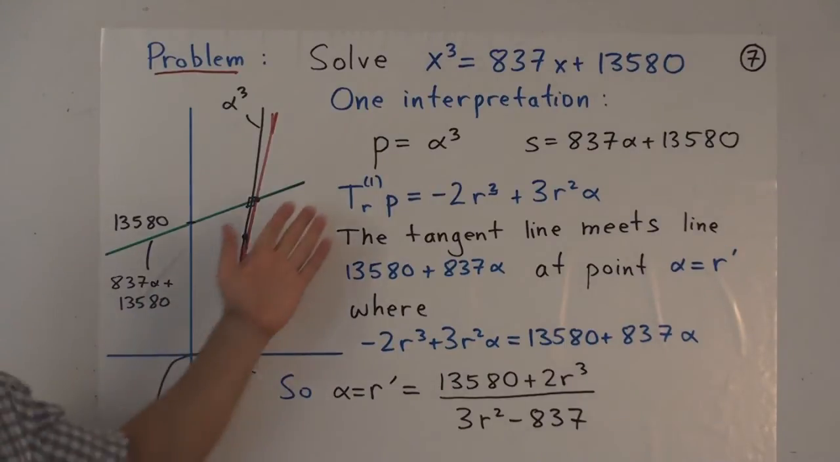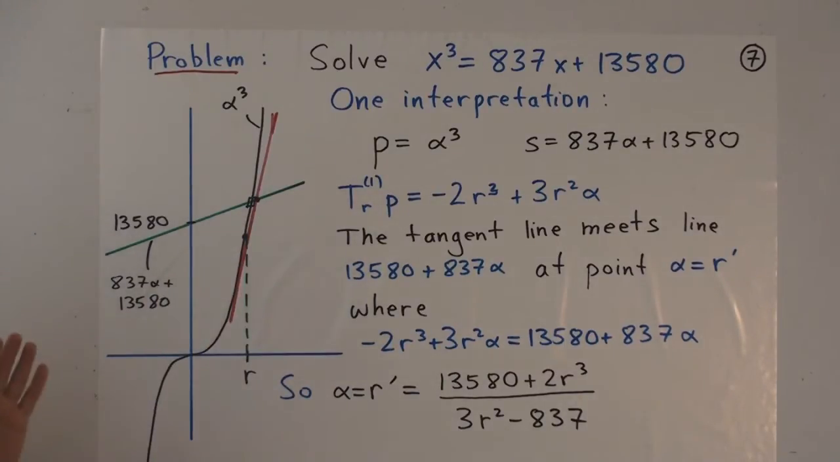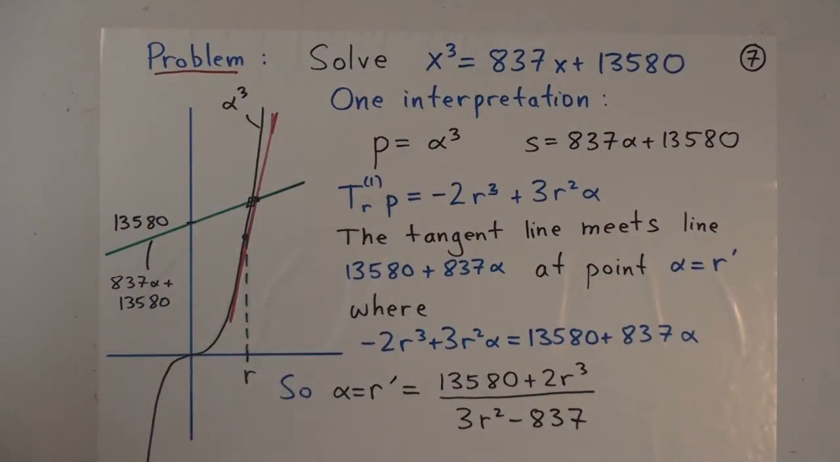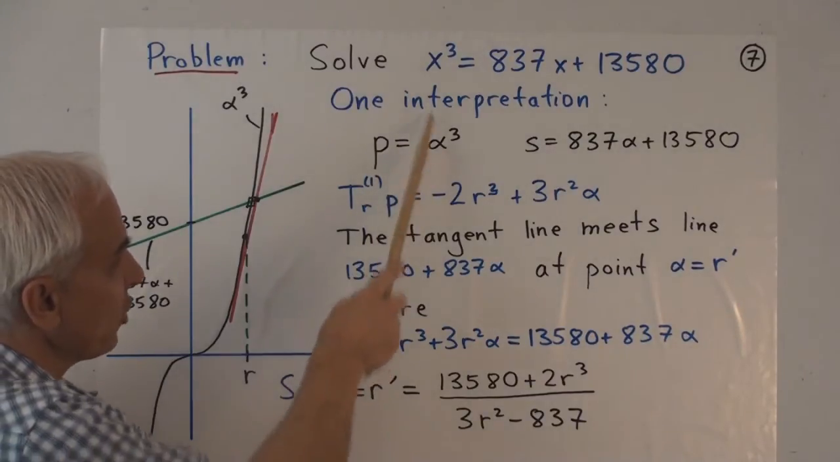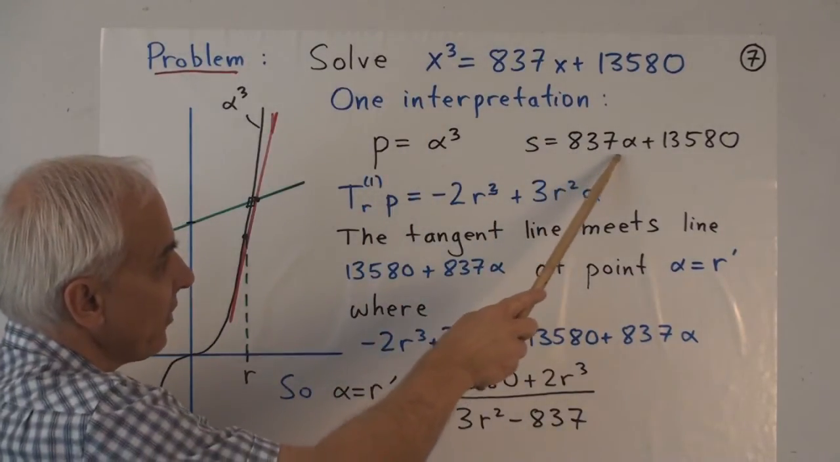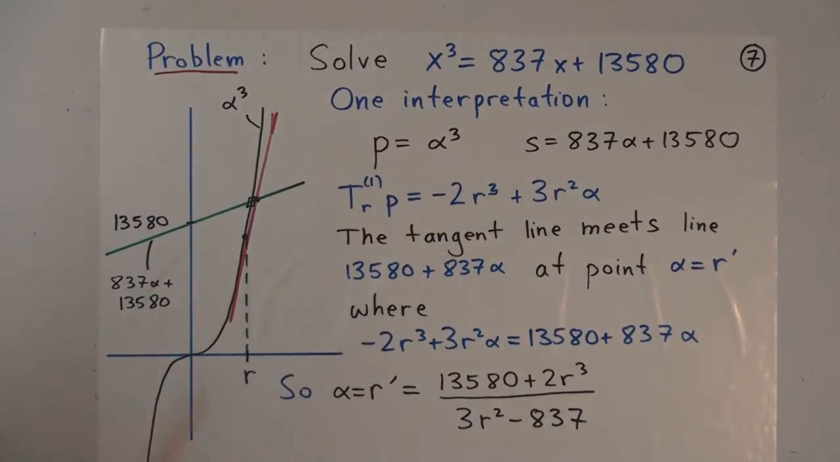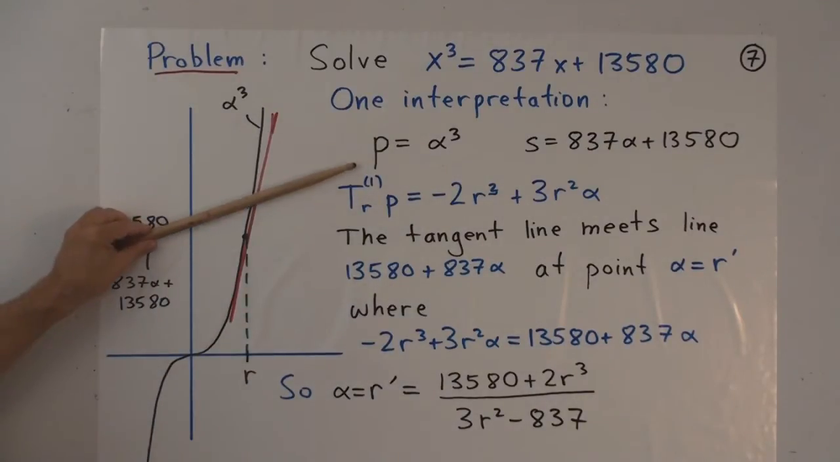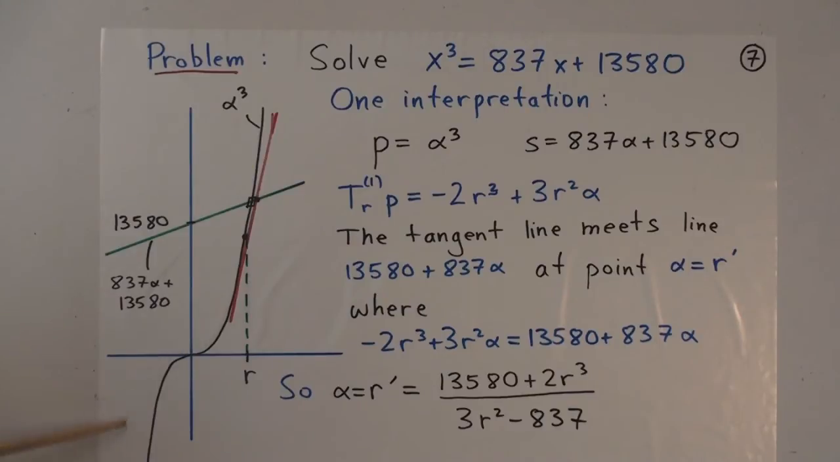All right, this is not an accurate picture of this, but one interpretation of this is to say, all right, we have two curves here. On the left-hand side, we have the familiar x cubed curve. Looks something like this. And on the right-hand side, we have a linear equation, in other words, a line. So in terms of polynomials, alpha cubed on this side, and over here, 837 alpha plus 13,580, which is a line, maybe something like this, going through the y-coordinate 13,580 and having some positive slope so it increases. And our job is to find where this line meets our basic cubic x cubed.